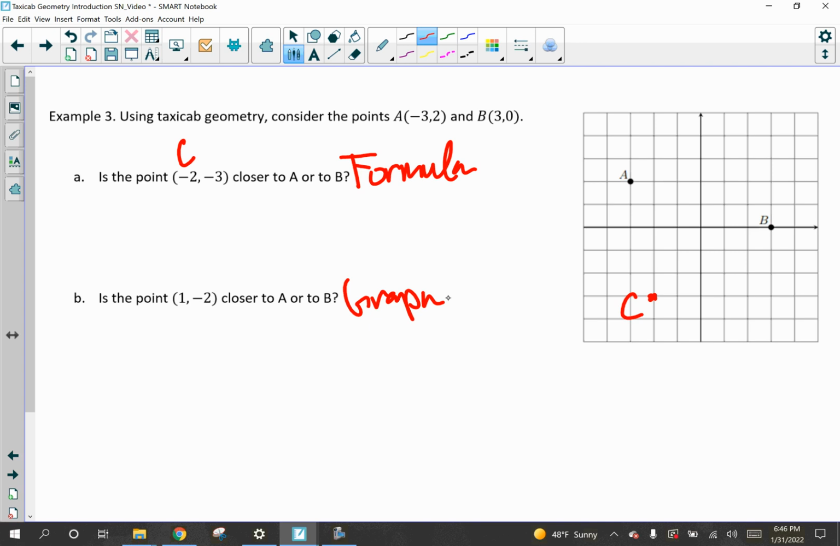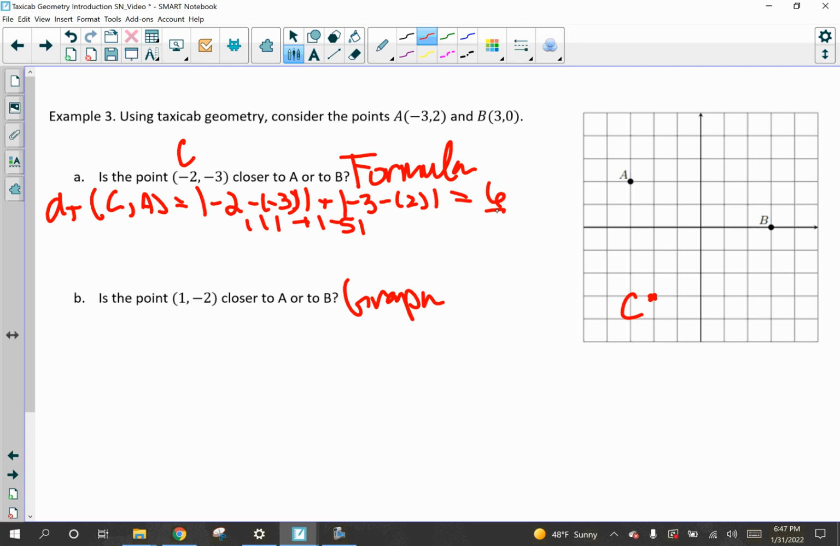If I find the distance between C and A, that would be the absolute value of -2 minus -3, plus the absolute value of -3 minus 2. Using this math, -2 minus -3 would be +1, plus -3 minus 2 is going to be -5. The absolute value of 1 is 1, absolute value of -5 is 5, so 6 is our answer.